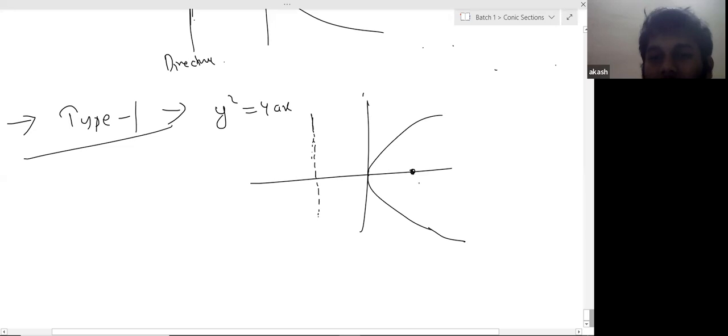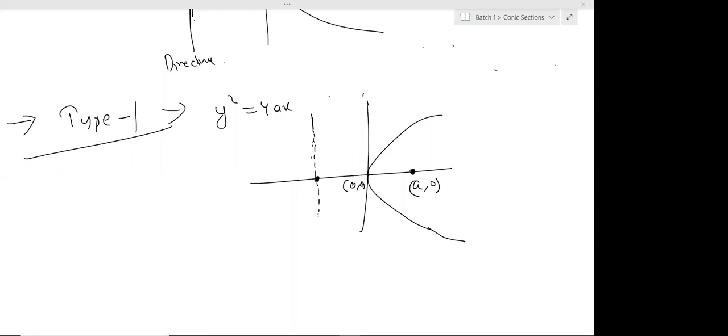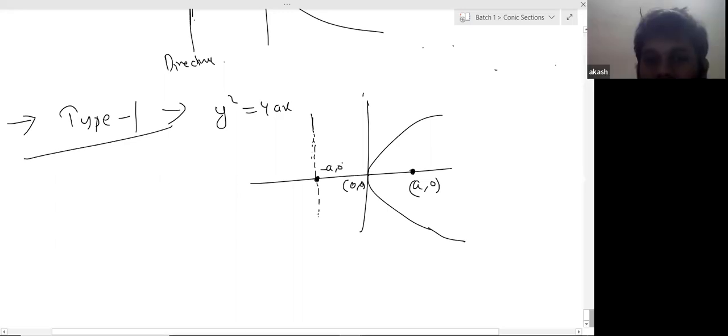See, if the focus is a comma 0, then this point, Gautam, can you tell me what this point will be? If this is the origin, and the focus is at a comma 0, can you tell me the coordinates of this point? Sir, is it minus a comma 0? Yes, they are the same distance.